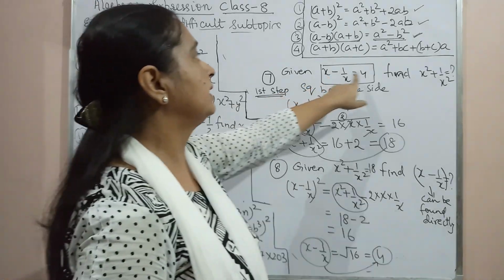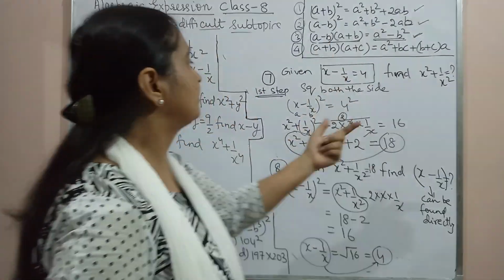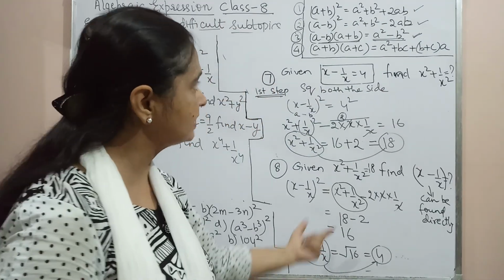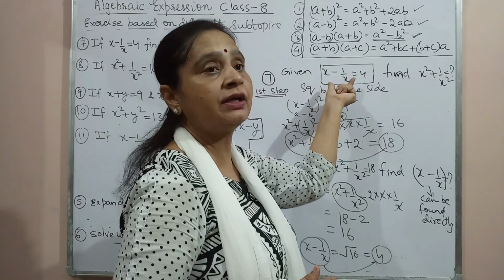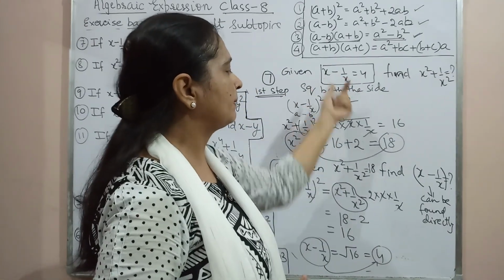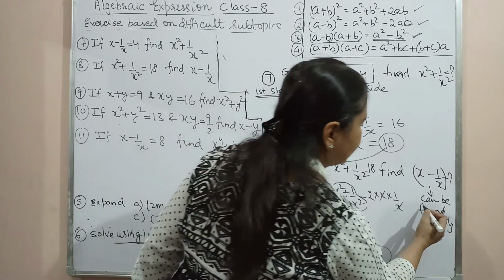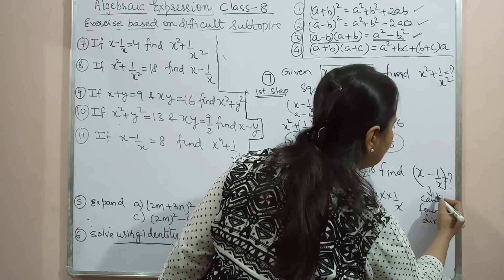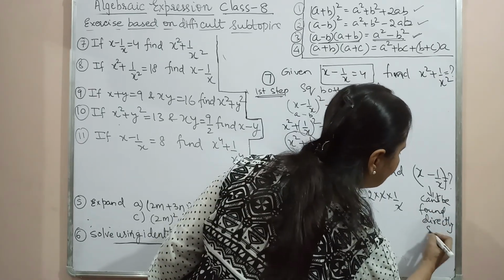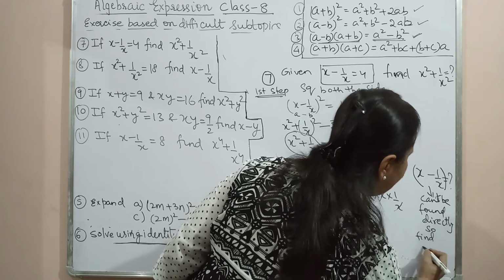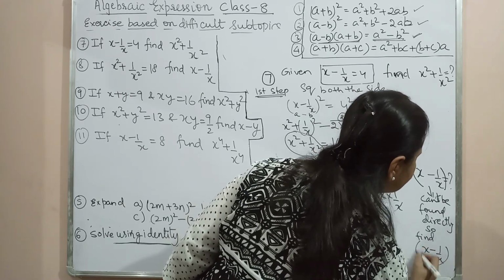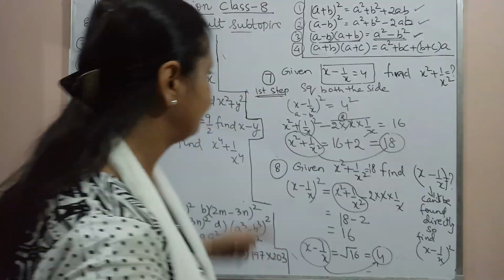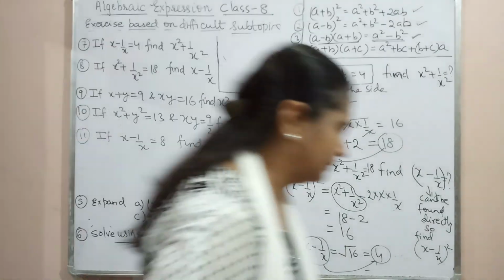आपने देखा यहाँ पर ये दिया हुआ था, ये फाइंड आउट करना था. द प्रोसीजर इज स्क्वायरिंग बोथ द साइड, और दूसरे इस वाले केस में आपको ये दे दिया है और ये फाइंड आउट करना है. तो ये फाइंड करने के लिए आपके पास डायरेक्ट मेथड नहीं है, कैन नॉट बी फाउंड डायरेक्टली. सो फाइंड x माइनस 1 अपॉन एक्स का स्क्वायर फाइंड आउट कर लो. बाद में हम लोग इसकी वैल्यू अपने आप से स्क्वायर रूट से निकाल लेंगे. सो दिस इज डन.